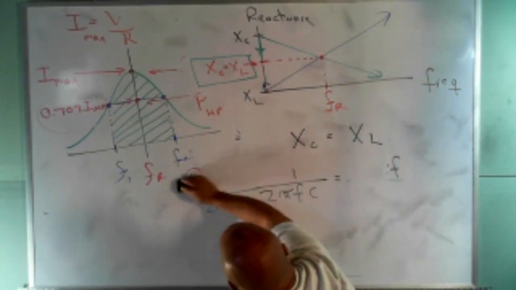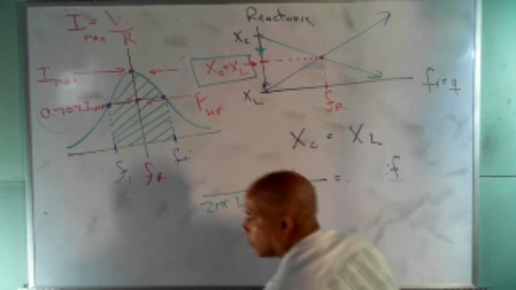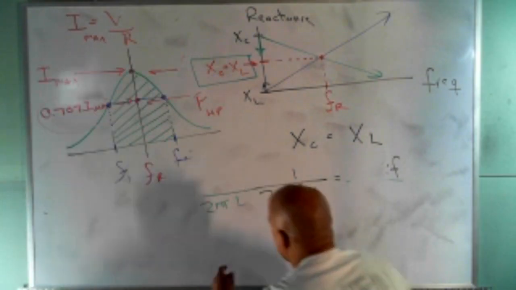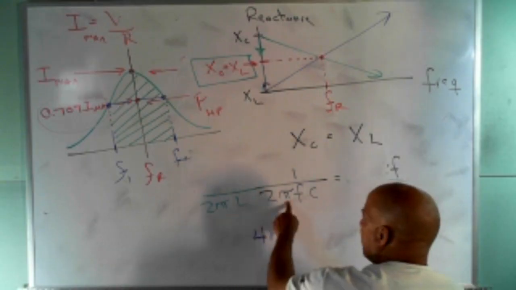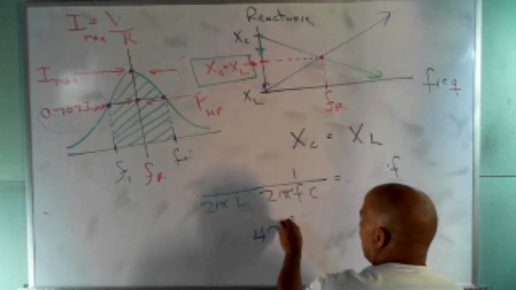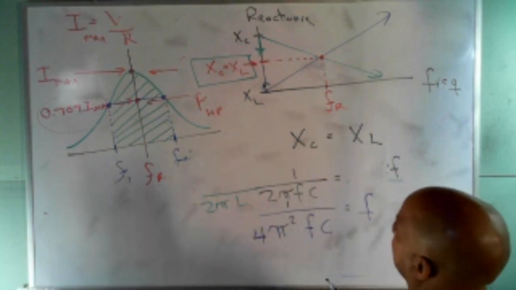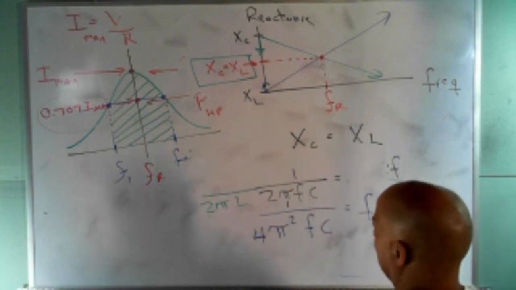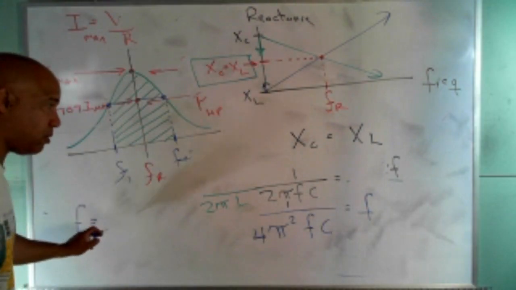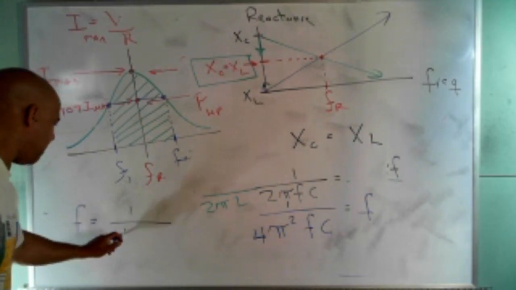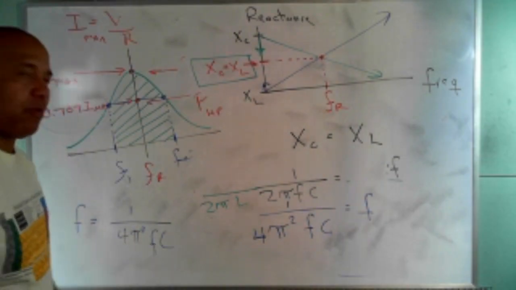And then over here, well, I got a mess over here, don't I? Not really. I got 2 times 2, which is a 4. I got pi times pi, which is pi squared. I got FC over 1 equal to F. So let me put that over here. I have F equals 1 over 4 pi squared FC. We're almost there.